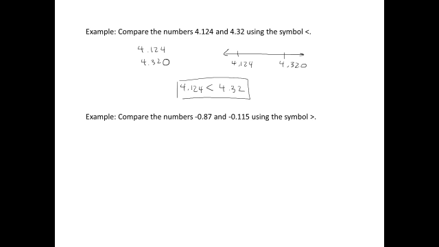Example, compare the numbers negative 0.87 and negative 0.115 using the symbol greater than. Once again, we will think of these as having the same number of decimal places, so 3 decimal places again. And now we can think of these as if they were 115 and 870. So negative 0.115 is over here, negative 0.870 would be over here. Using the symbol greater than. Greater than means to the right of. Negative 0.115 is to the right of negative 0.870.